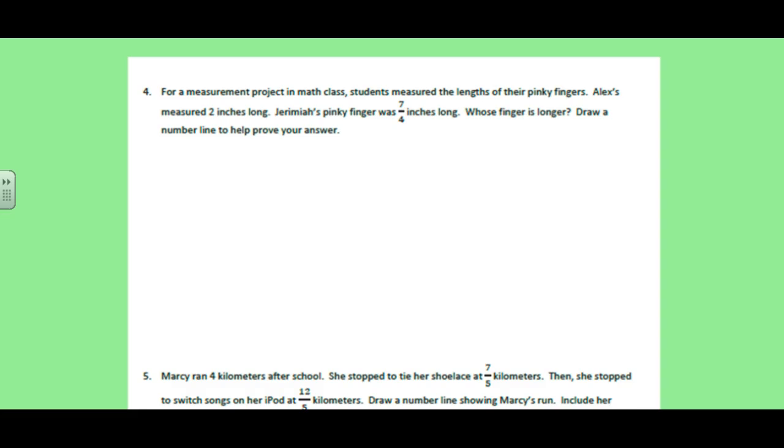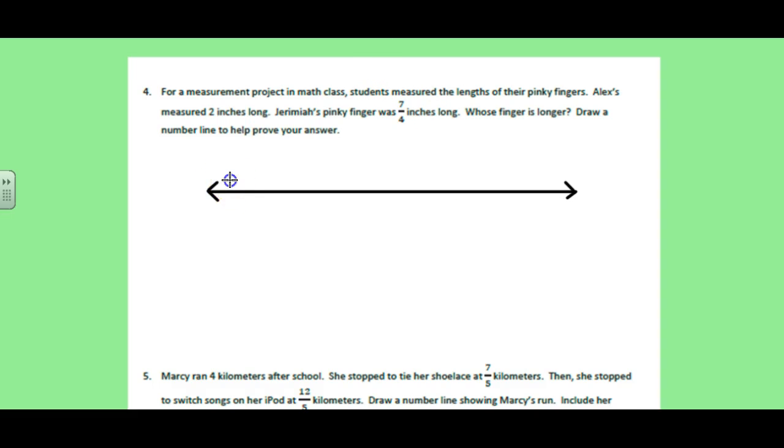Number 4 says, for a measurement project in math class, students measured the lengths of their pinky fingers. Alex's measured 2 inches long, and Jeremiah's pinky finger was 7/4 inches long. Whose finger is longer? Draw a number line to help prove your answer. So the one part in this problem that helps us figure out our number line is the 7/4, because that tells me right there that I'm going to have 4 different parts in between each whole number on my number line.